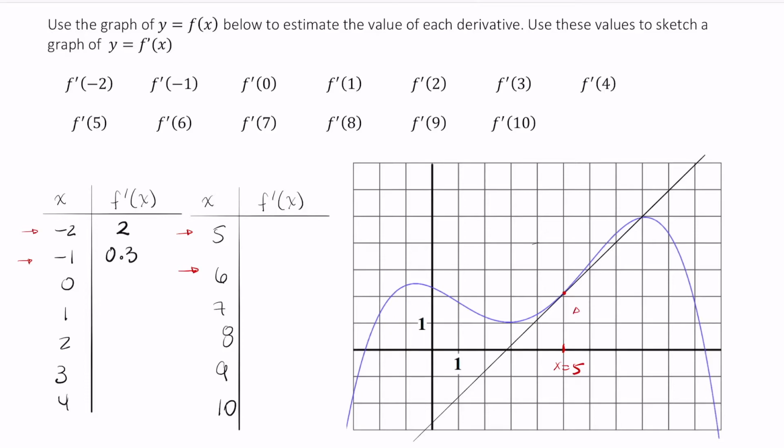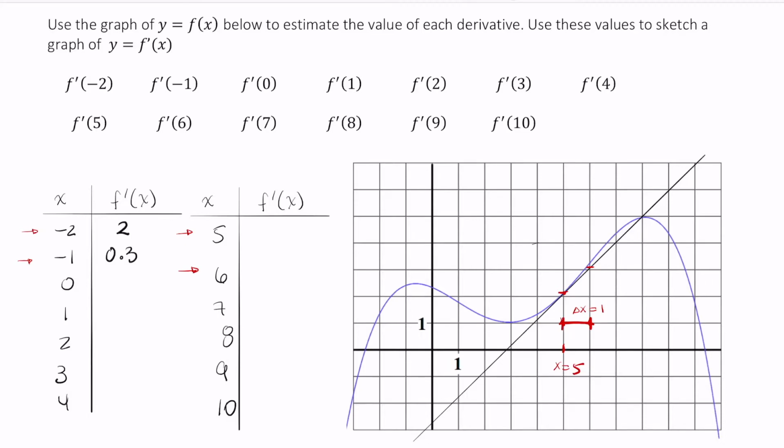For one change in x, that's this horizontal distance here, how much has the y changed? Well, we've gone from here to here. And that looks like it's about 1, since if you notice, this is a little bit above y equals 2, and this is a little bit above y equals 3. So I'm going to estimate that that change is 1.